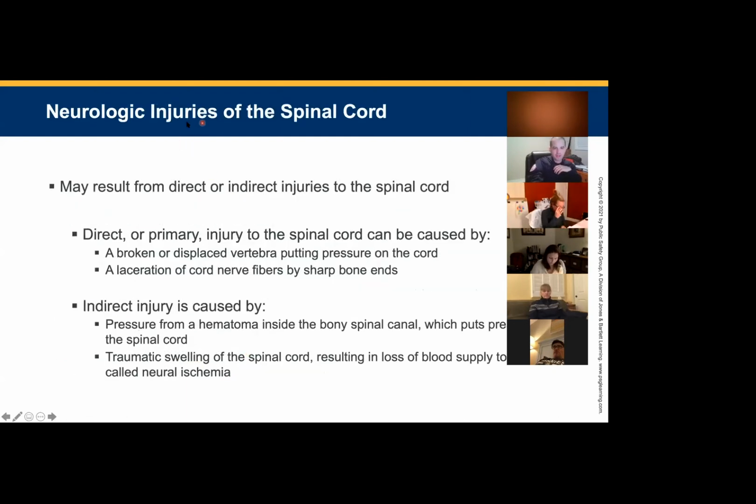Neurologic injuries of the spinal cord can result from direct or indirect injuries to the spinal cord itself. A direct or primary injury can be caused by a broken or displaced vertebrae putting pressure on the cord, or a laceration of cord nerve fibers by sharp bone ends. Indirect injury can occur from pressure from a hematoma inside the bony spinal cavity or canal, which puts pressure on the spinal cord, or traumatic swelling of the spinal cord resulting in blood loss, supply to the cord called neural ischemia.